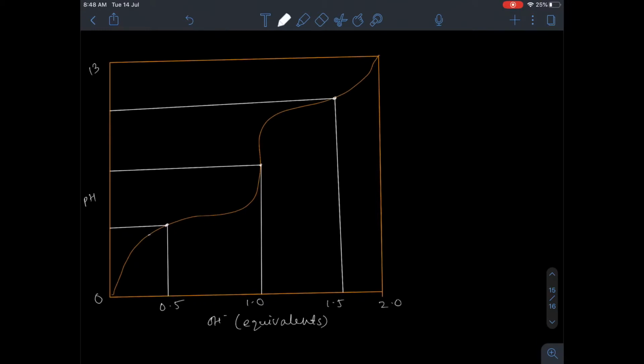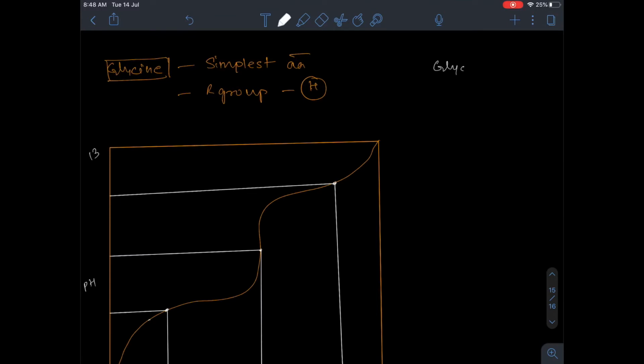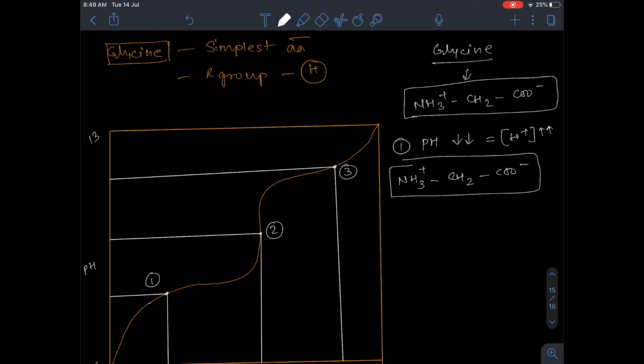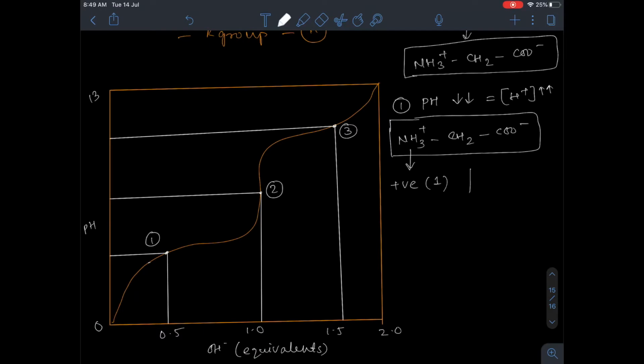Okay, so we are discussing glycine today. This is the normal structure of glycine, we all know, right? So this is 1, 2 and 3. At the first point, pH is quite low, so H+ ion concentration is quite high, and in this situation glycine will remain as NH3+, CH2 and COOH. There is an error, this COO negative should be COOH, please forgive me. So this NH3+ has one positive charge.